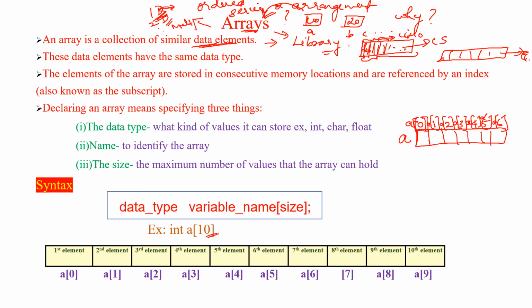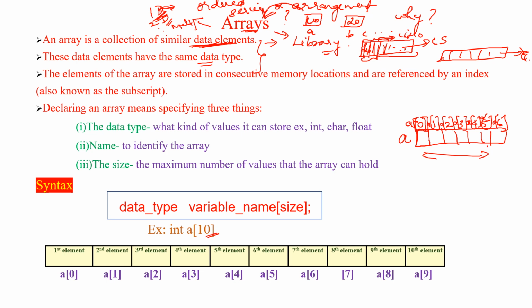Let me complete these points. I can tell that an array is a collection of similar data elements. This is very important: these data elements have the same data type. So if it is an integer, all the values should be integers. If it is a float, all the values should be of the same float data type. If it is a character, all the elements should be characters.